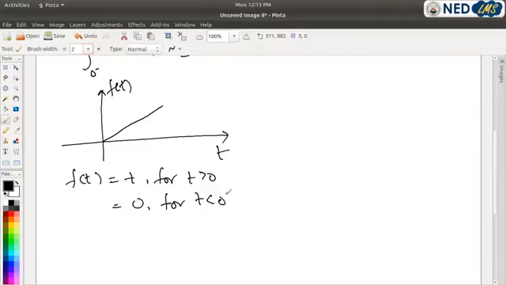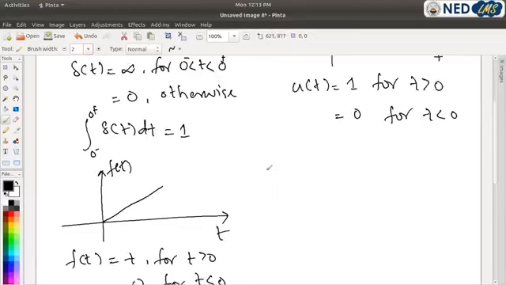The ramp input represents the linearly increasing command. This input can be used to test the tracking ability of the system for changing input and reveals additional information for steady state error, which will be discussed in the upcoming lectures.